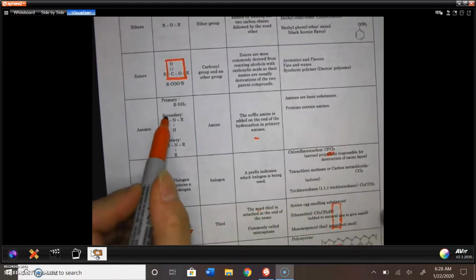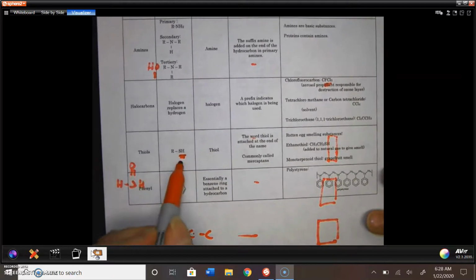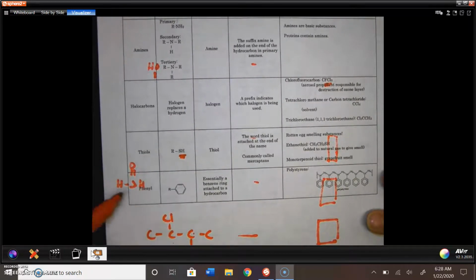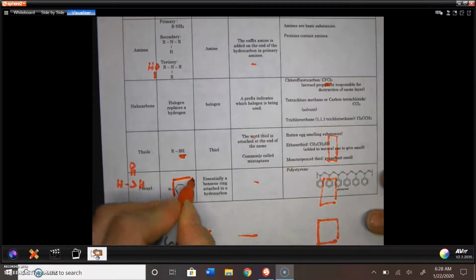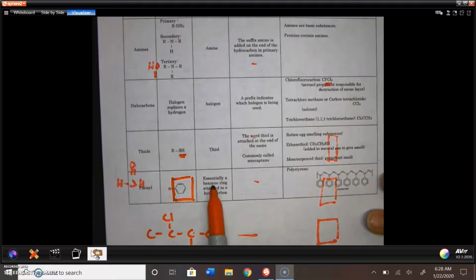Two other things that I want you to recognize. Thiols have sulfurs. Okay, so amines were the nitrogen functional group. Thiols are the sulfur functional group. And then phenols actually have this 6-carbon ring. If you remember, it looks like benzene with an attachment.